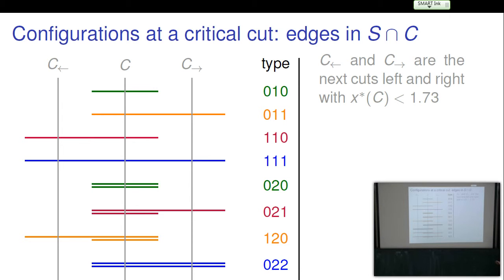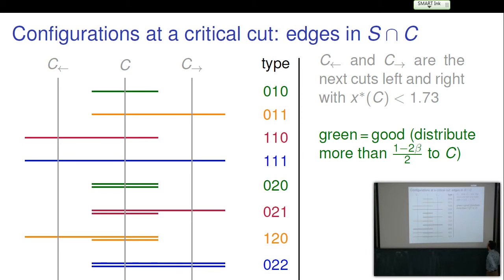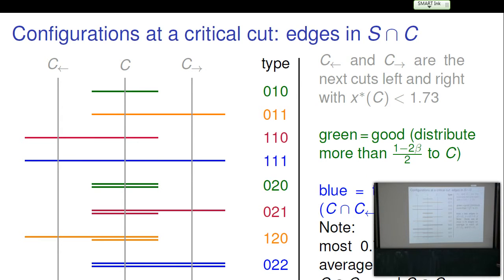Then let's look at the blue cases next. Here we have only one edge, but it extends to both sides, to both the next narrow cut left and right. Here we have two edges, and both the one in the ST path and the other edge extend to the next one, and so on. Now the next observation is that for the green ones we can improve immediately. For the blue ones, they cannot happen too often, because the intersection of two narrow cuts cannot be so big.